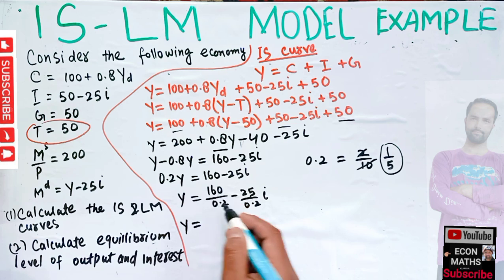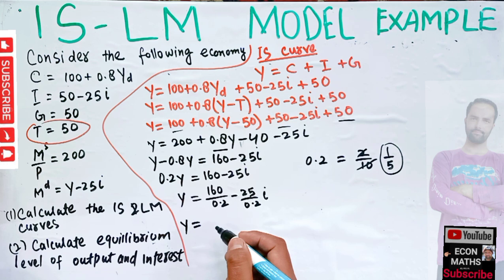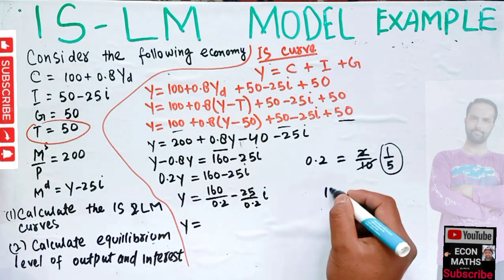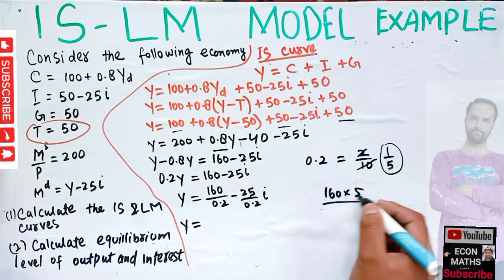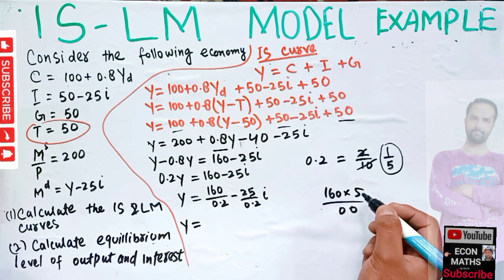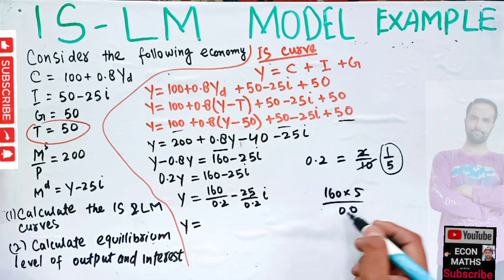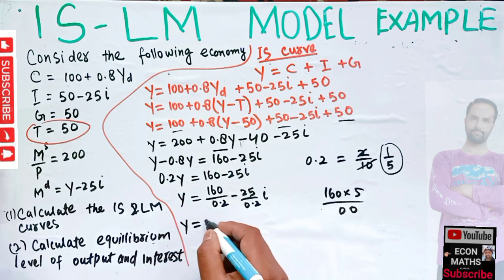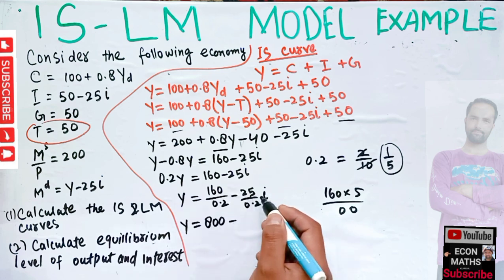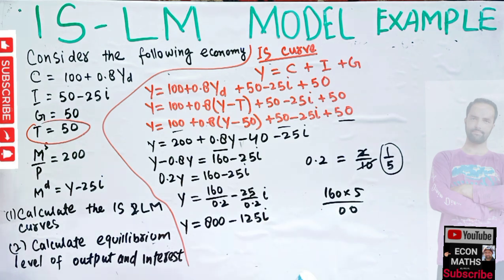Or Y is equal to, when this gets divided, 0.2 will become 1 upon 5. What is 160 into 5? Let us calculate. 5 zeros are 0, 5 6s are 30, 5 ones are 5, so this is 800 here. Minus 25 into 5 is 125. I hope you know this basic mathematics here.